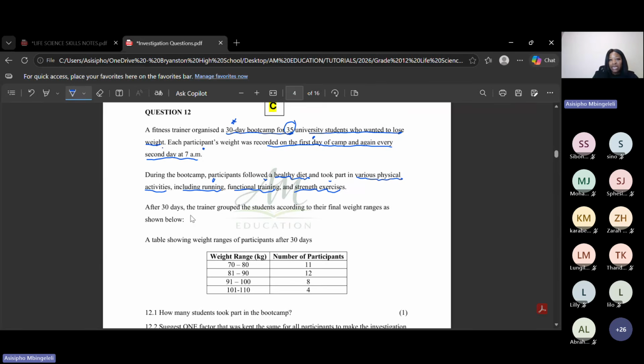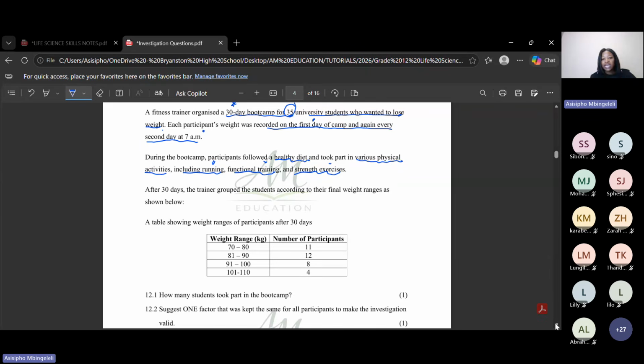So what did the trainer do here? At the end of the investigation, after 30 days, they measured all the students. This is actually wrong because a weight is not measured in kgs. Those who do physics will rectify: it's actually measured in newtons. So this should be a mass instead, but it doesn't matter. So then the trainer said, all of those that measured between 70 and 80, there were 11 participants. Those between 81 and 90, there were 12, and so on. How many students took part in the boot camp? They told us 35.